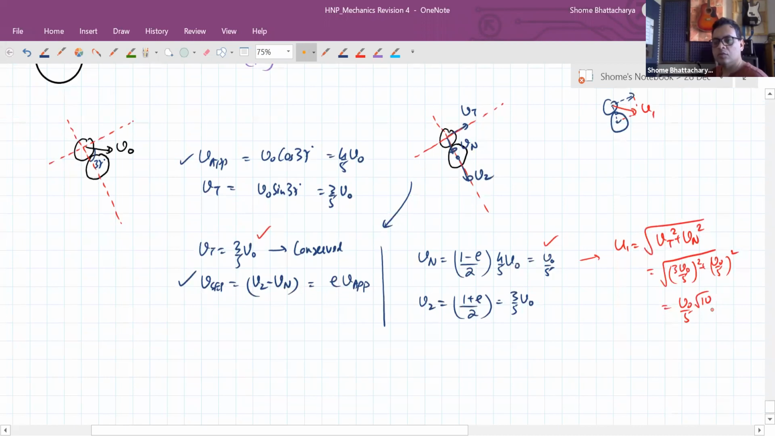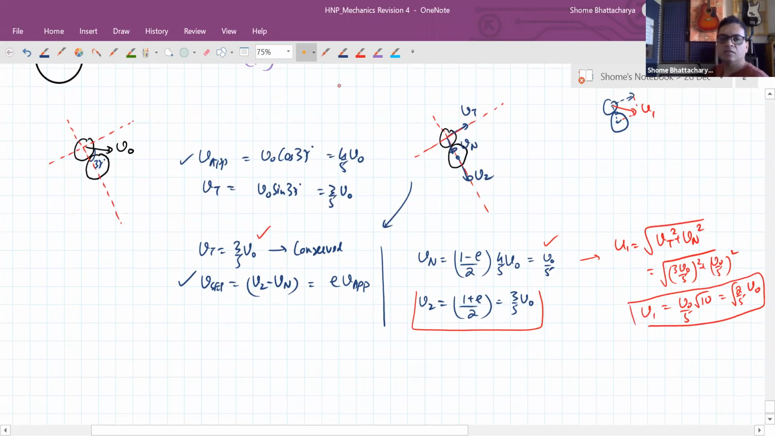Or yeah, so we can just leave it this way. Or that's the same thing as root 2 by 5 v naught. So this is the speed of the first one. And for the second one, obviously we've got this one.